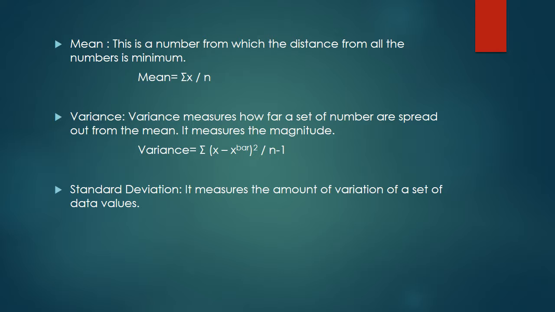Then we learnt about mean. Mean is a number from which the distance from all the numbers is minimum. And variance. Variance measures how far a set of numbers are spread out from the mean. It basically measures the magnitude of a number from the mean. That is why we are using the square of the sum. Then standard deviation. Standard deviation measures the amount of variation of a set of data values. In univariate data, we call it standard deviation, and in bivariate data, we call it standard error of estimate.